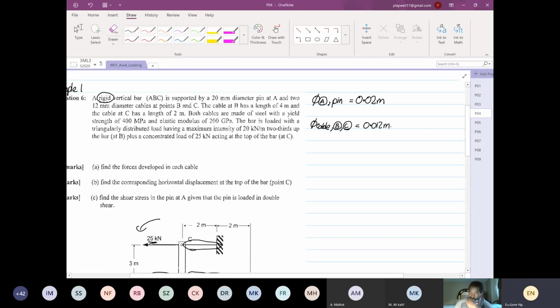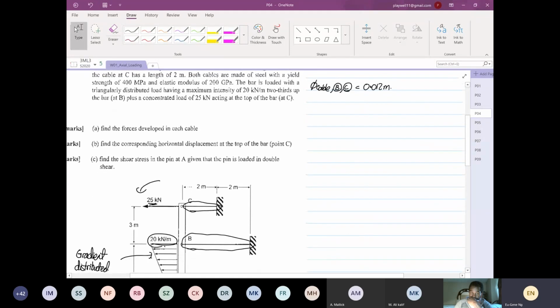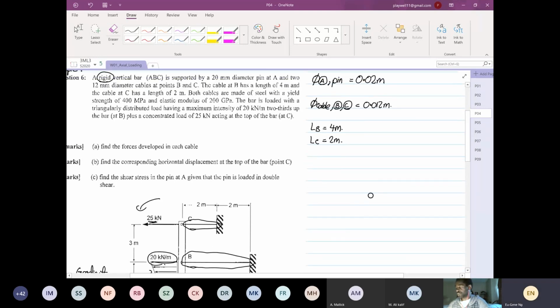Other things that we are given: the length of the cable at point B is equal to 4 meters. The length of the cable at point C is 2 meters. We are also given that the yield strength is equal to 400 times 10 to the power 6 Pascal, and a Young's modulus of 200 times 10 to the power 9 Pascal.